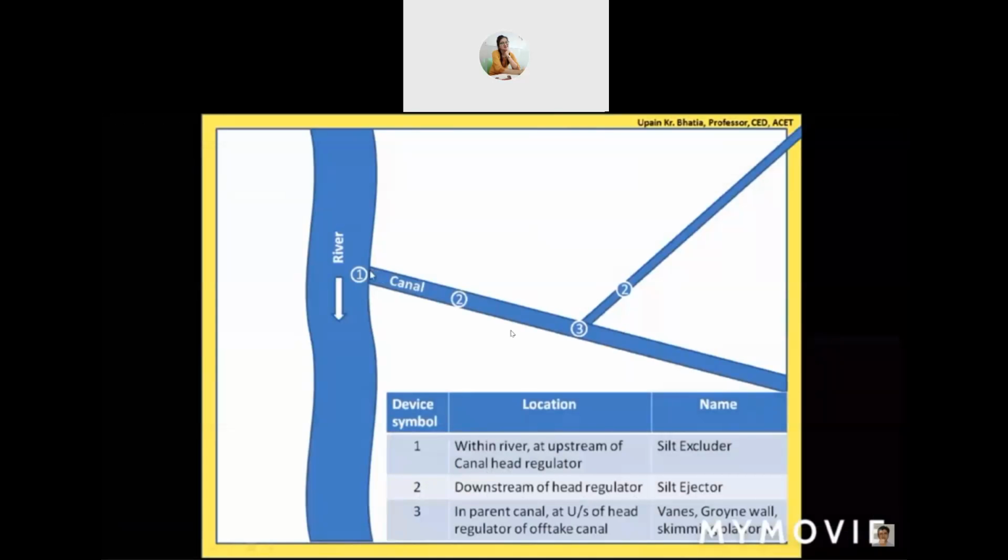Now, device symbol 2, its location is downstream of the head regulator. So here we have the head regulator, and on the downstream side of the head regulator we are providing the structure category 2. The device symbol is 2 and its name is Silt Ejector.